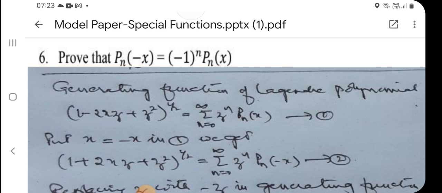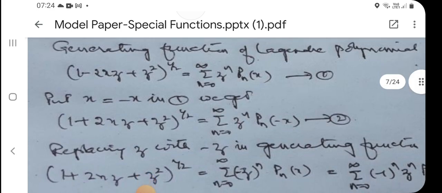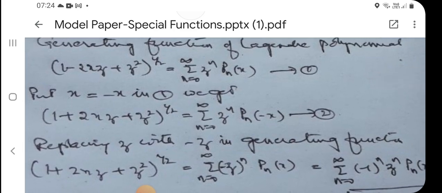Now replacing x by minus x in 1, we get 1 plus 2xz plus z square whole to the power of half equal to summation z power n into Pn of minus x. Call that equation number 2. Replacing z with minus z in the generating function, we get 1 plus 2xz plus z square whole to the power of half equal to summation minus z power n into Pn of x. That is nothing but summation minus 1 whole power n into z power n into Pn of x. Call that equation 3.